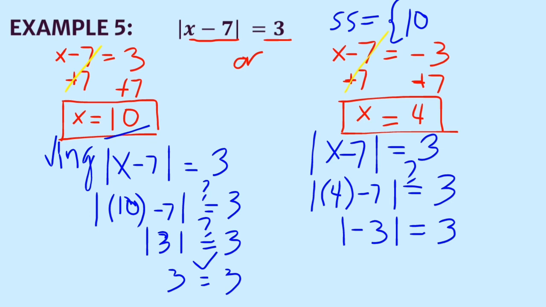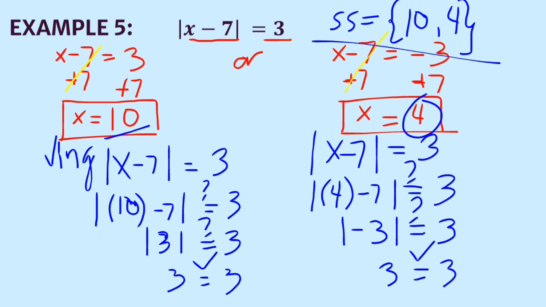Now, what is the absolute value of negative 3? It is 3. So, equal or not? It is, of course, equal. It means that 4 here is also our solution set. So, that's it. We now have our solution set.